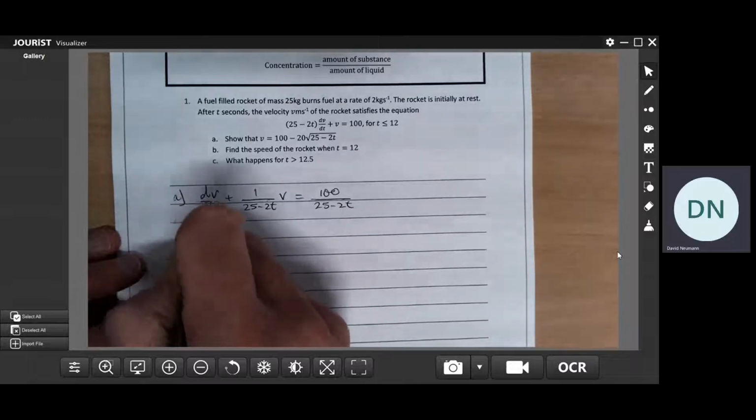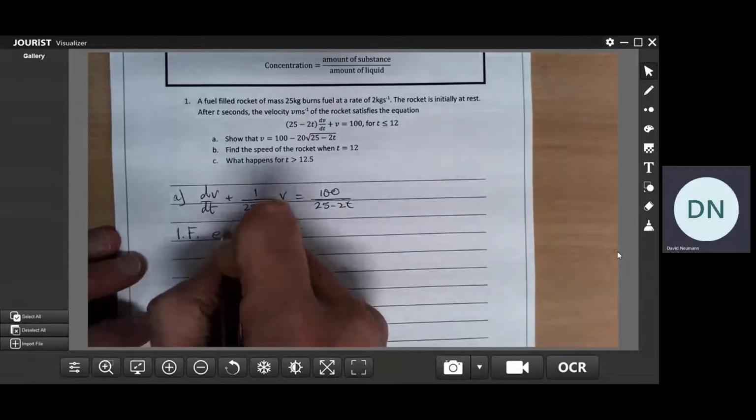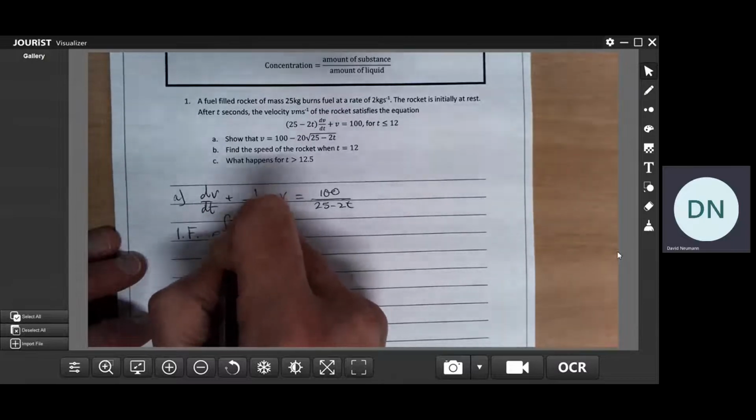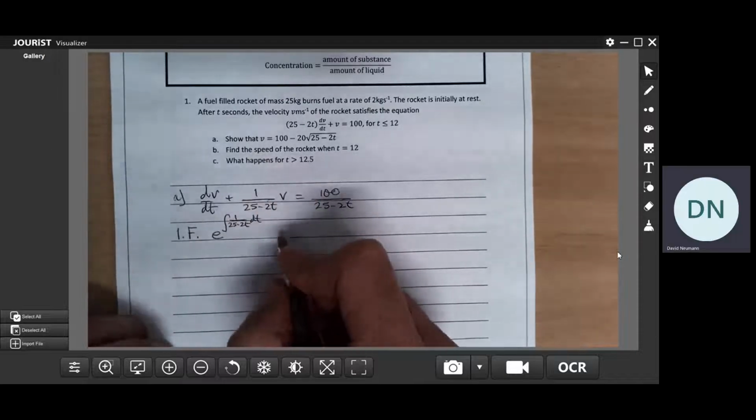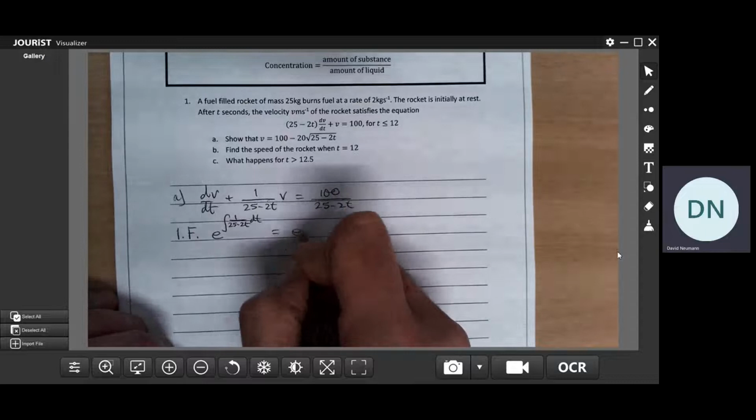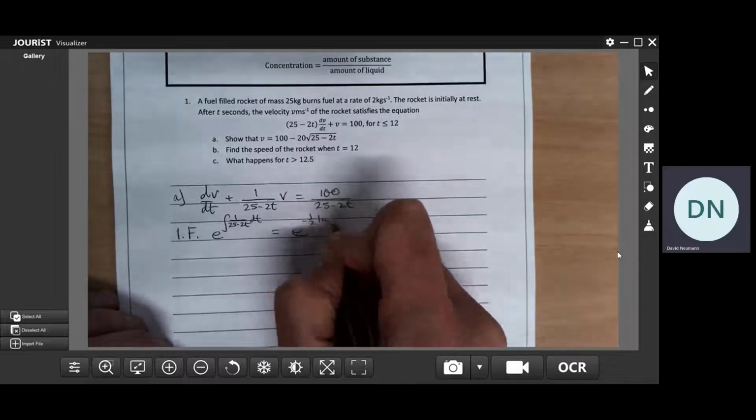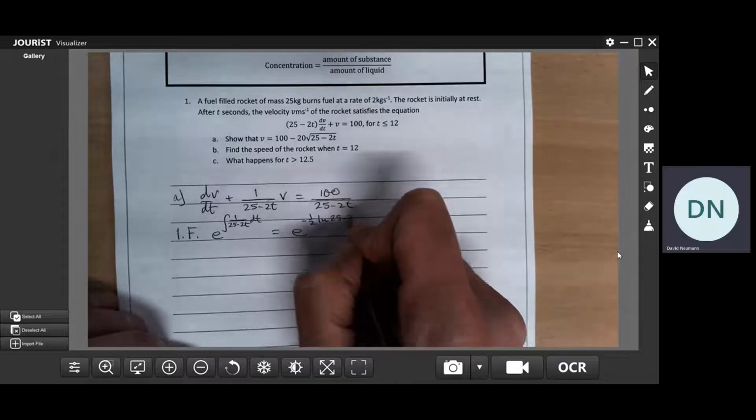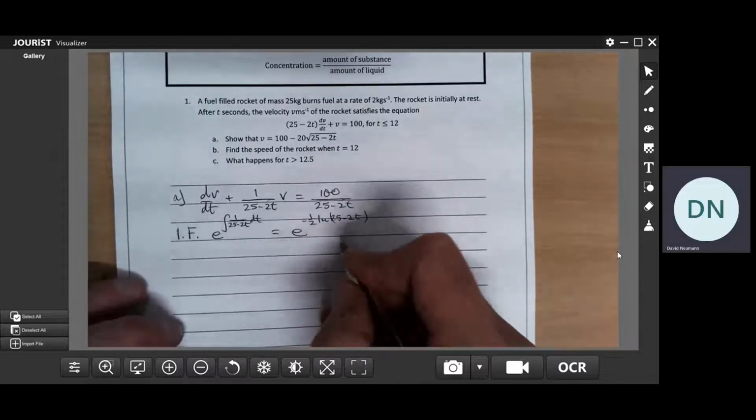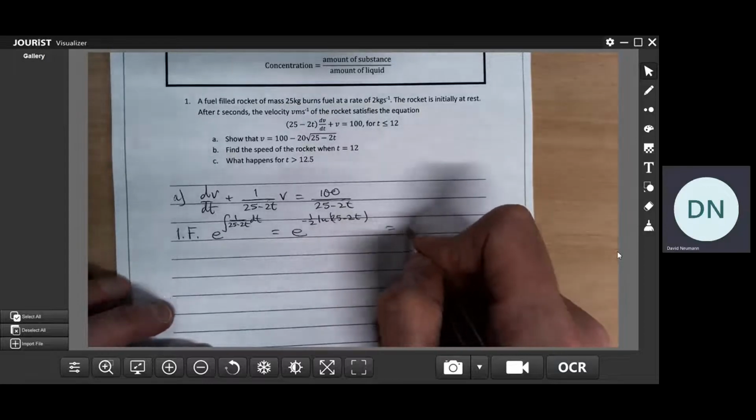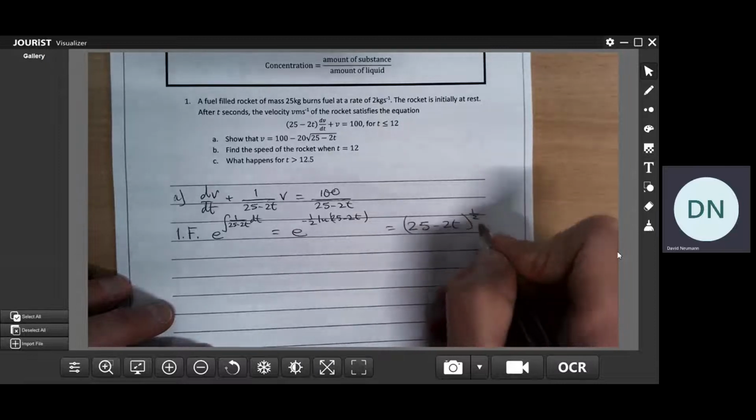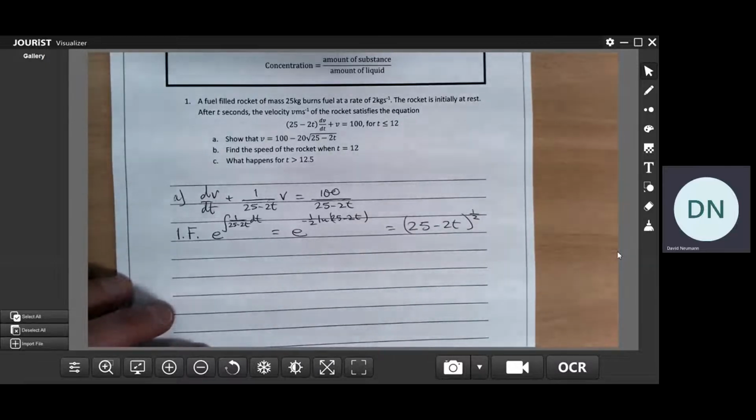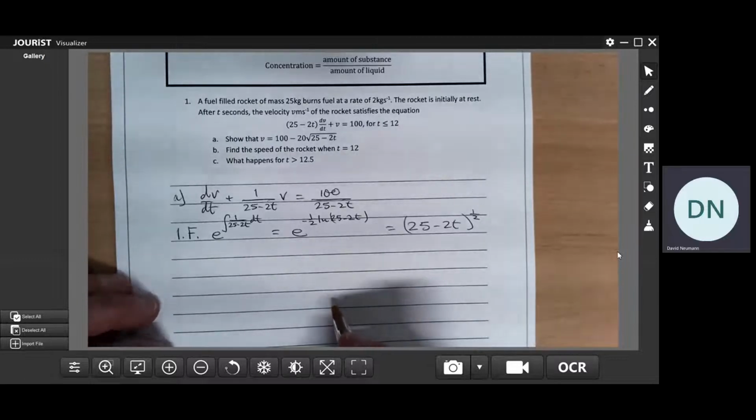So the integrating factor is going to be e to the integral of 1 over 25 minus 2t dt. When we integrate that, we get e to the minus a half ln of 25 minus 2t, which is equal to 25 minus 2t to the power of a half. We'll leave that with a power for the moment rather than rewriting it with a root, because it's a little bit easier to do the integration if we leave it that way.